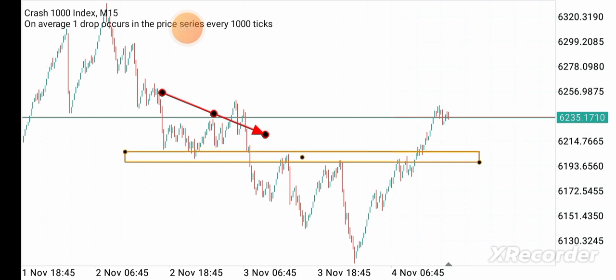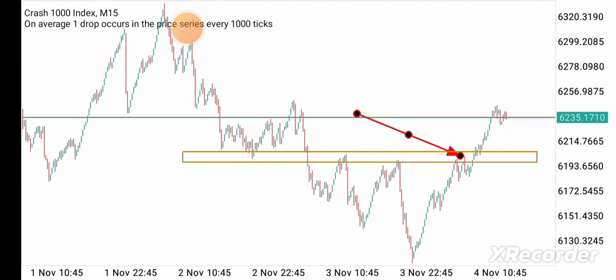Now you can see that this is a zone where the market reacted. The market reacted along this zone here. It bought from this zone and also sold from this zone. So this is a key level here on the 15 minutes time frame. Then if we look again, we can see another zone somewhere here.